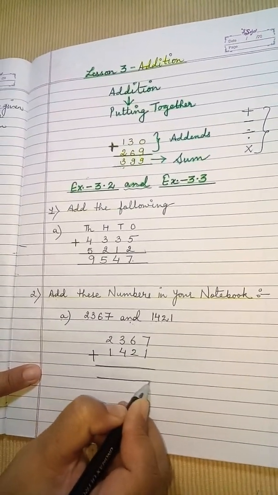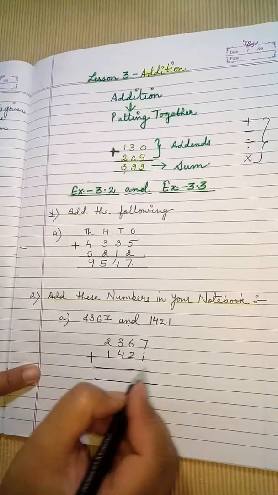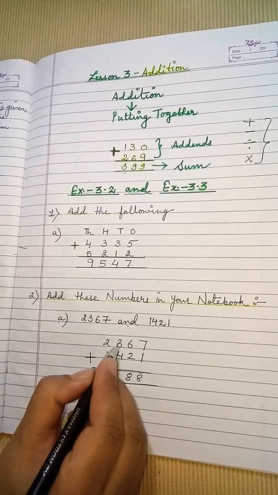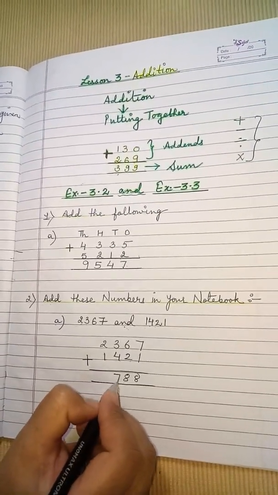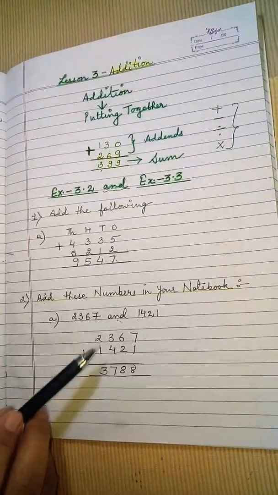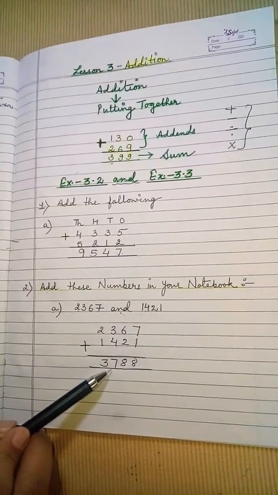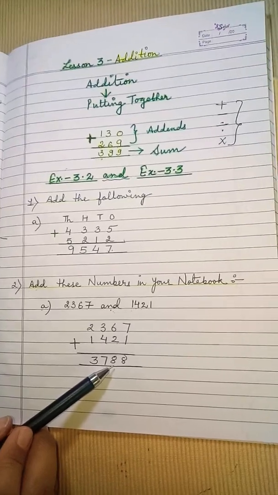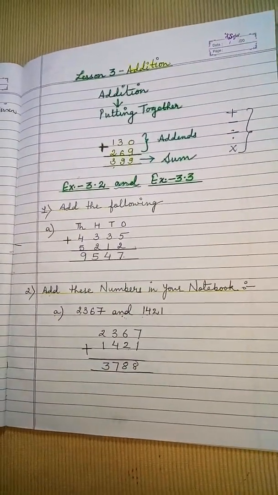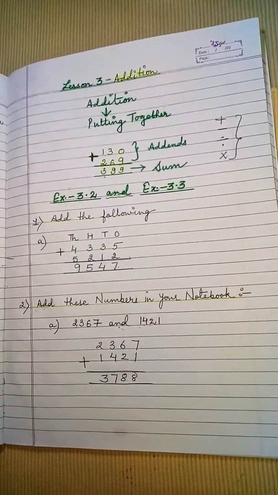Now I will add both the addends. 7 plus 1 is 8, 6 plus 2 is 8, 4 plus 3 is 7, 2 plus 1 is 3. So children, therefore the sum is 3788. So children, all these questions must be done in the classwork copy. It is not difficult at all.